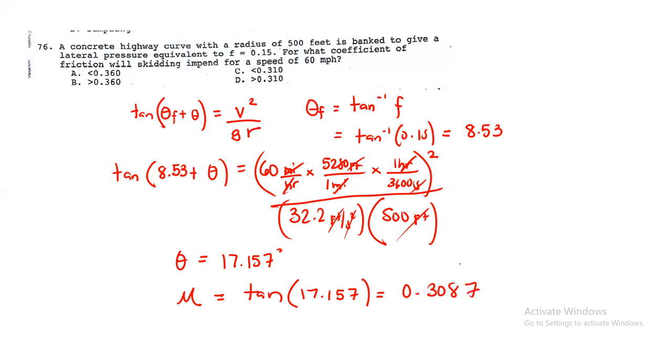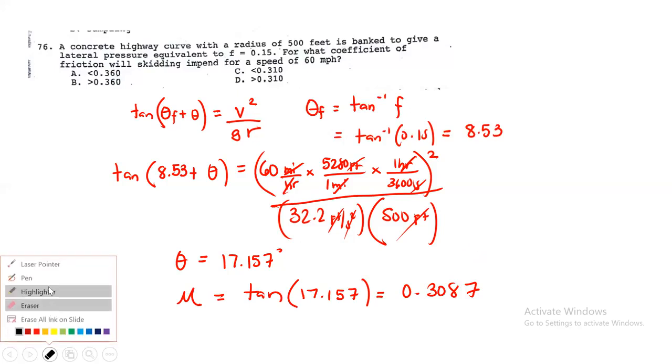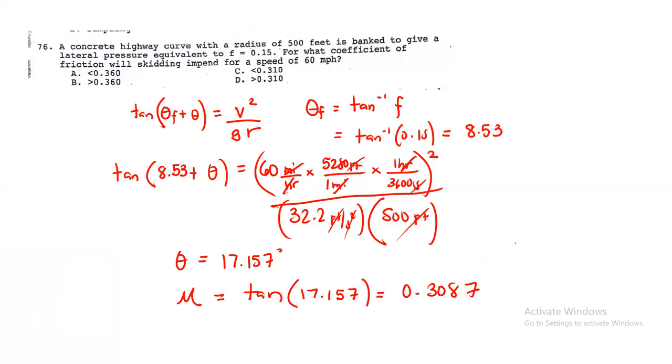So, itong 0.3087 is less than 0.310. Isulat natin, ang mu natin is less than 0.310. So, the answer is letter C.